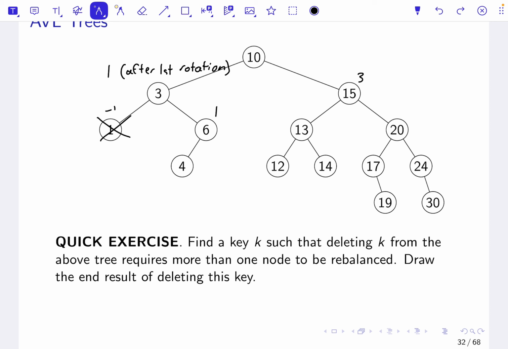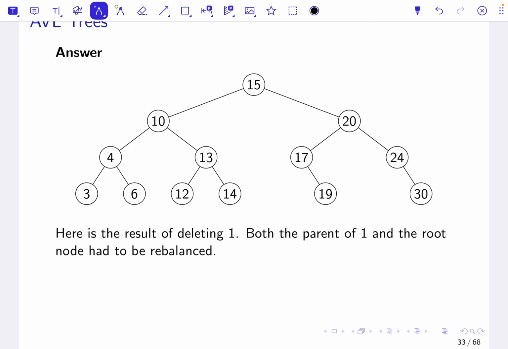If I put a question about this on the quiz, it'll be easier than this. And we'll end up with 15 at the top, 10 on the left. This whole thing moved to the left, and then 20 being the new right. And it'll look something like this.